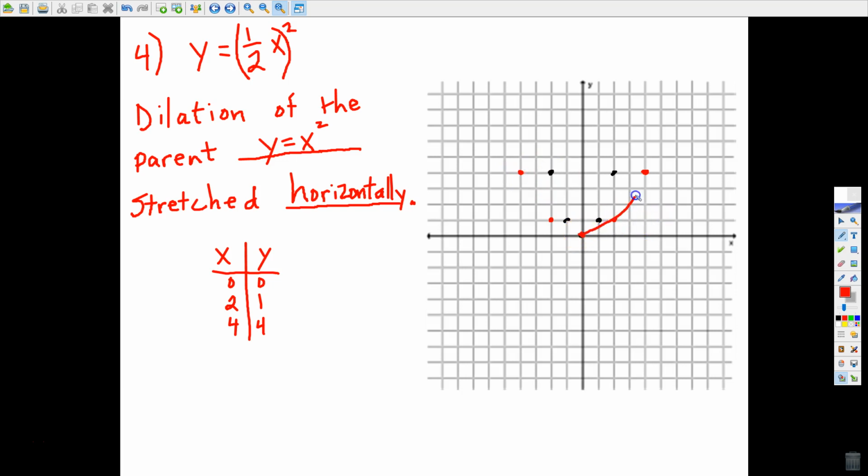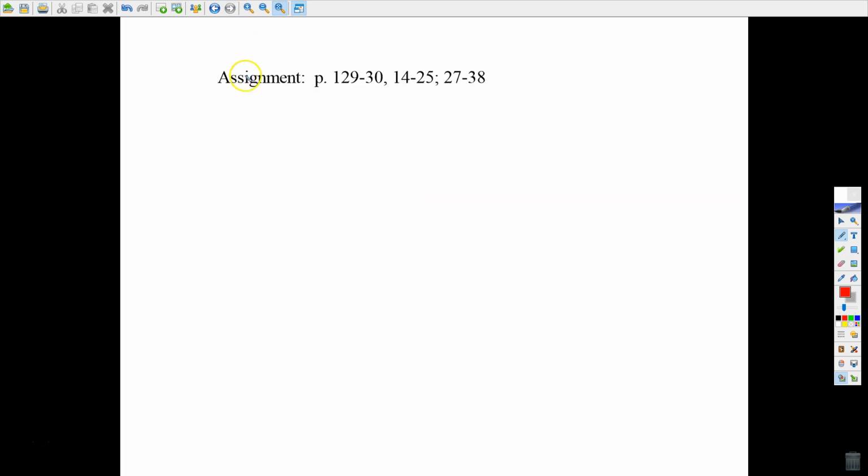Well, you can probably tell that the red is a wider version of the black parent. And this is an example of horizontal stretch. We're just taking the parent. Stretch horizontally means we're pulling on it from the sides, and that's how we get this red transformed parent function, this dilated parent function. Okay, so that is it.